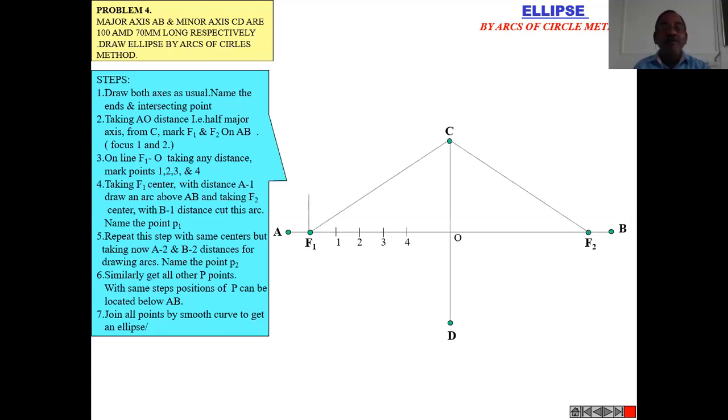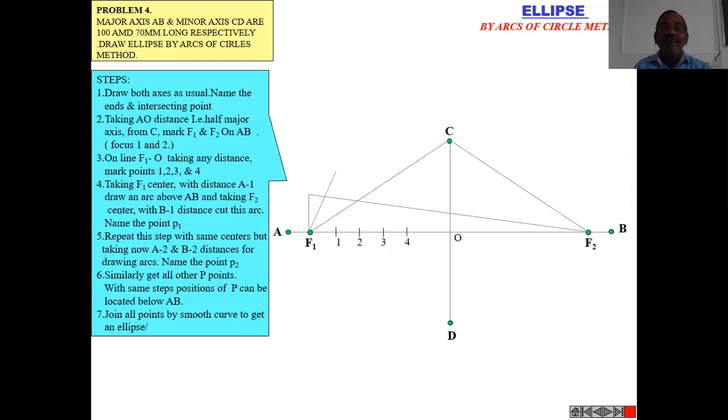Right? Now, already we have gotten F1, F2, we have to use that condition. We have to use that length of the major axis in order to find various points to connect to get our ellipse. So now, let us take A1 as radius, F1 as center, draw an arc.